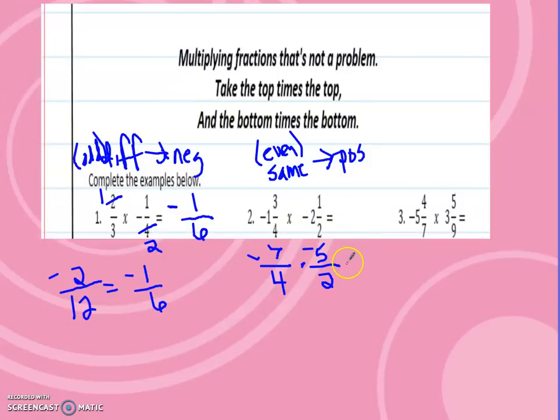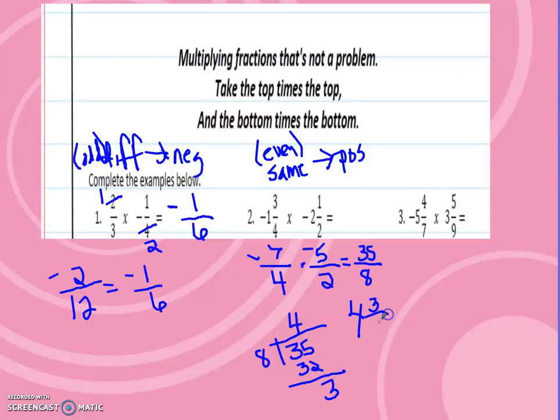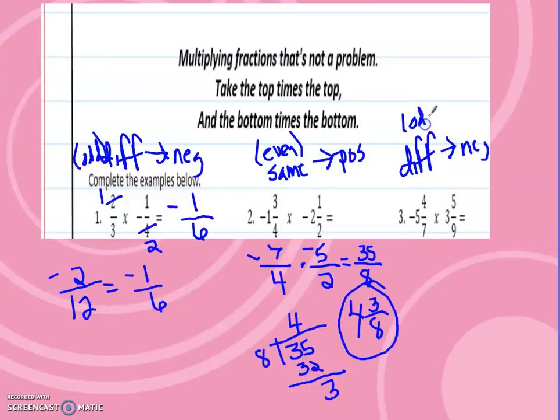7 times 5 is 35. 4 times 2 is 8. 35/8 is improper. I have to turn it into a mixed number. We can go in there 4 times. I get 4 and 3/8. Positive. Okay, let's take a look at number 3. The signs are different, so it is going to be negative, or there is an odd amount.